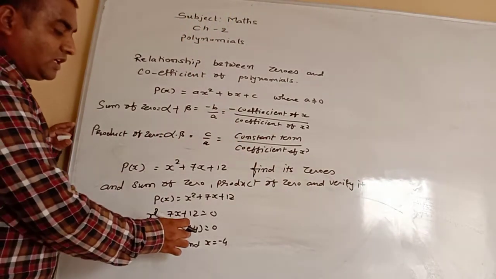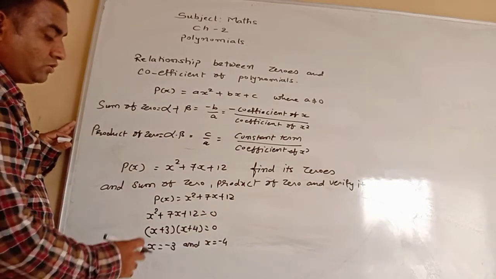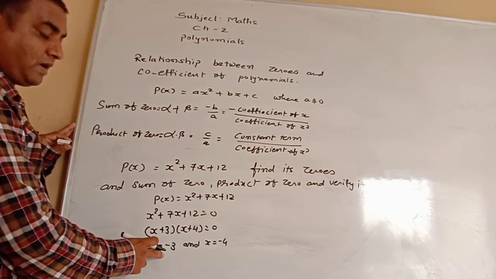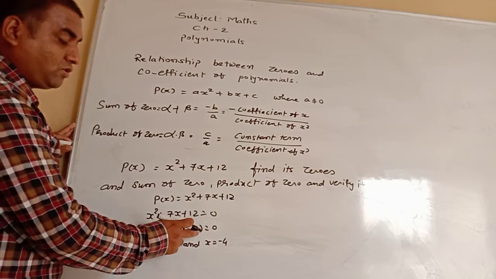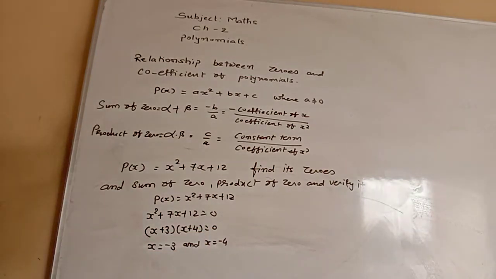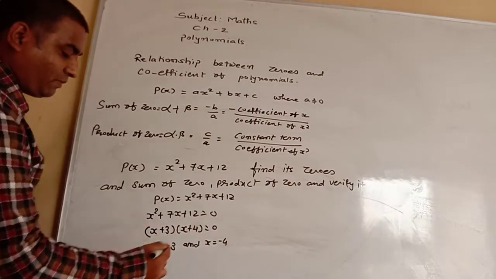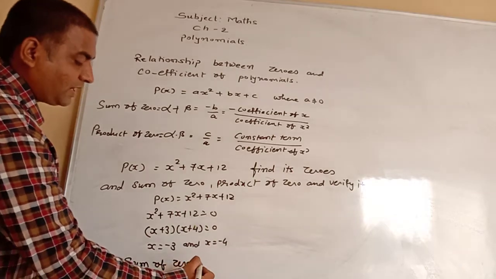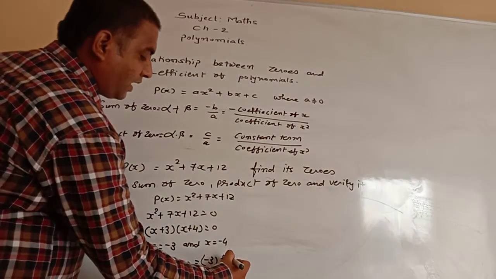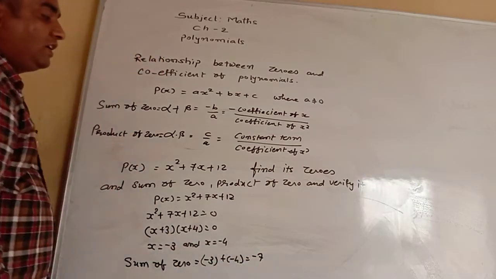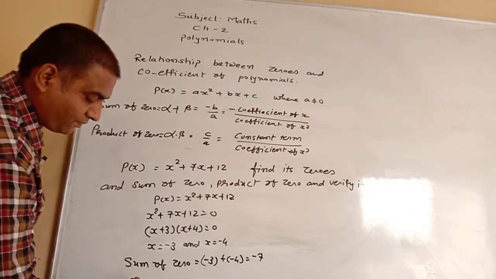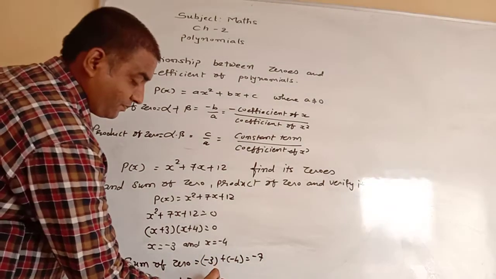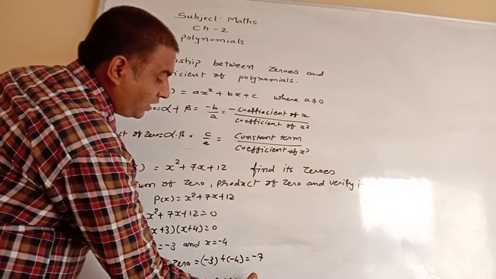Here (x plus 3) into (x plus 4) equals 0. The product of two terms is 0, so any one we can take as 0. If x plus 3 equals 0, then x equals minus 3. If x plus 4 equals 0, then x equals minus 4. Now we have the two zeros, minus 3 and minus 4, so the sum of zeros is minus 3 plus minus 4 equals minus 7, and the product of zeros is minus 3 into minus 4 equals 12.